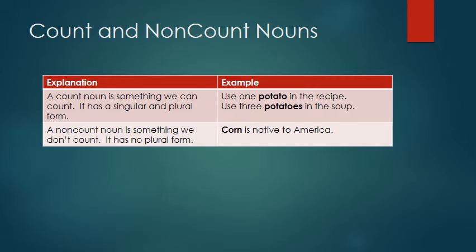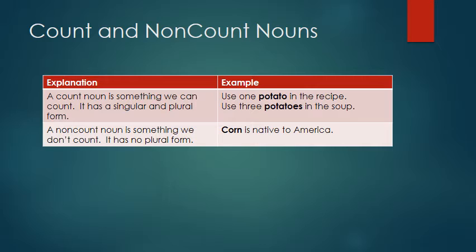Okay, so then the next thing is, what about a non-count noun? Well, the simple answer is that a non-count noun is something that we can't count. But here's the most important thing: it does not have a plural form. It's always, always, always singular. We never make it plural. That's the thing you have to know about non-count nouns: they're never plural.